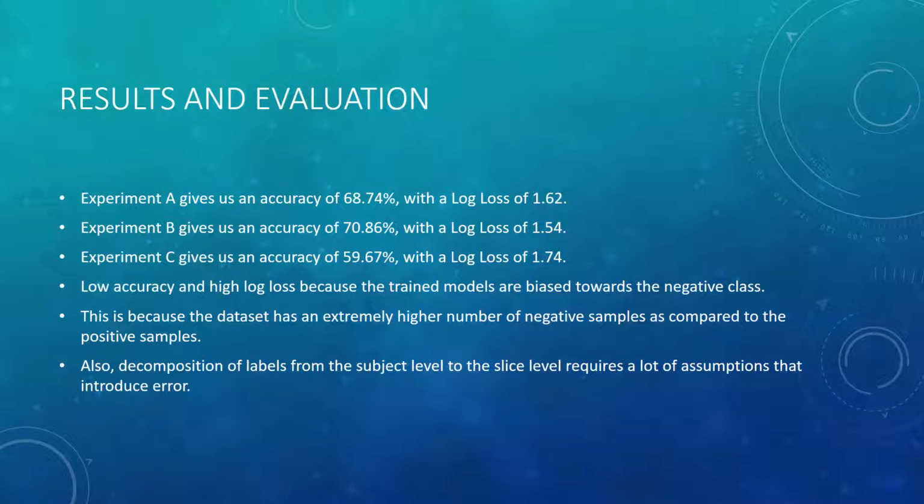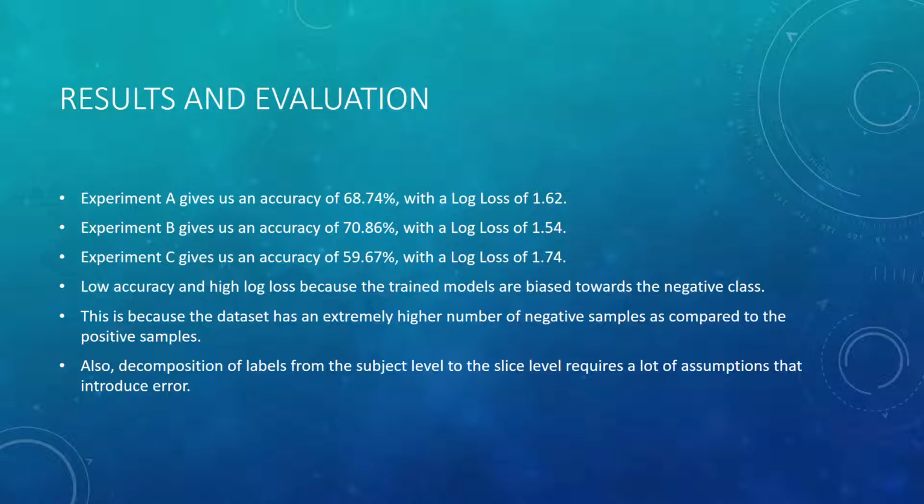These are the results that we got for each of the experiments. Experiment A gave us an accuracy of 68% with a log loss of 1.62. Experiment B gave us an accuracy of 70% with a log loss of 1.54. And experiment C gave us an accuracy of about 59% with a log loss of 1.74.